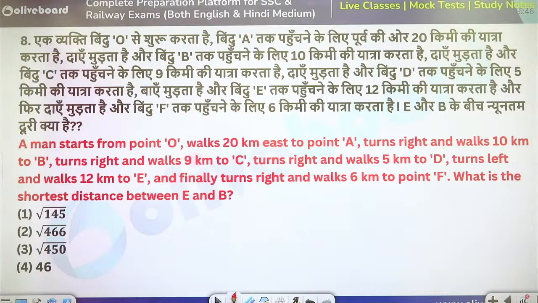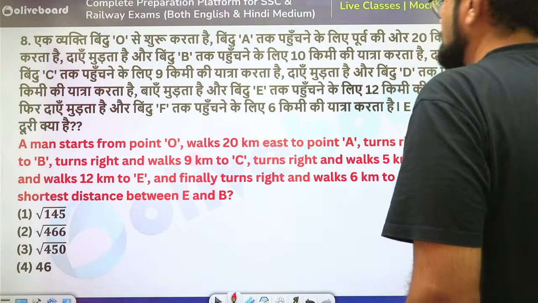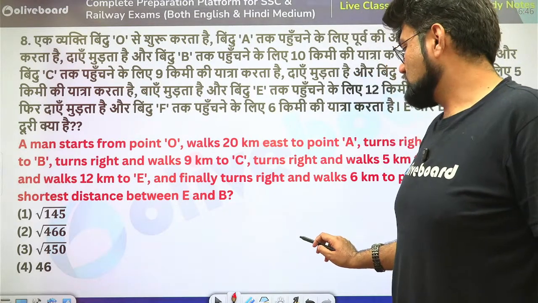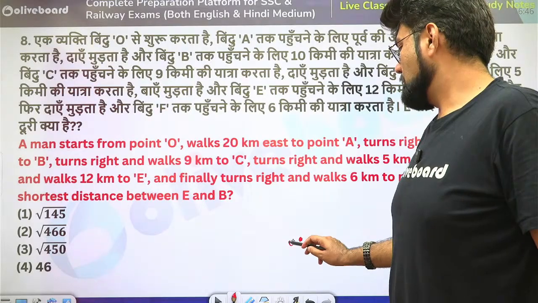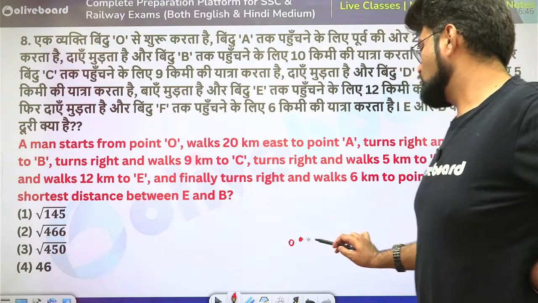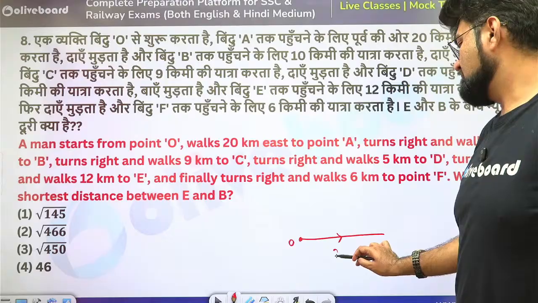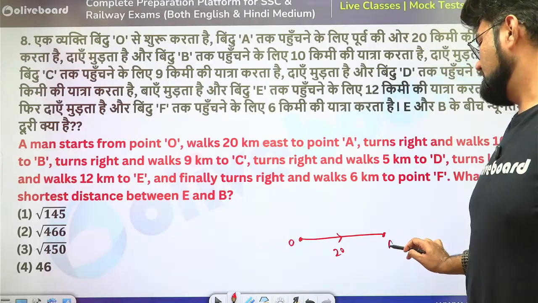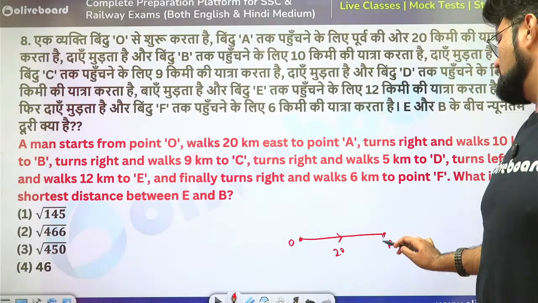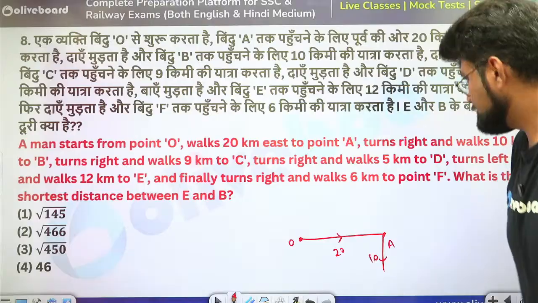Okay, a man starts from point O. Walks 20 kilometers east to point A. Make sure you keep labeling everything. Okay. Turns right and walks 10 kilometers to B.